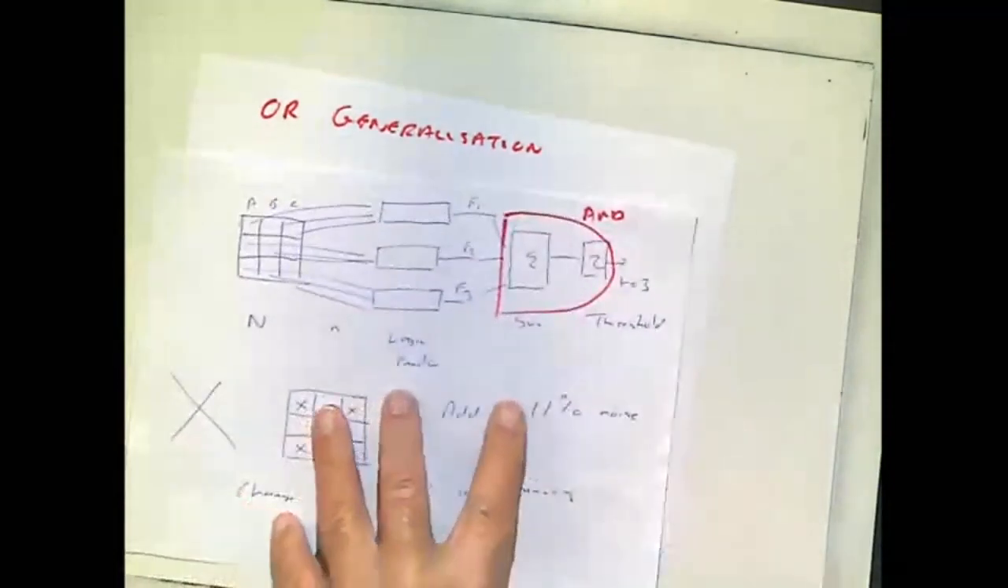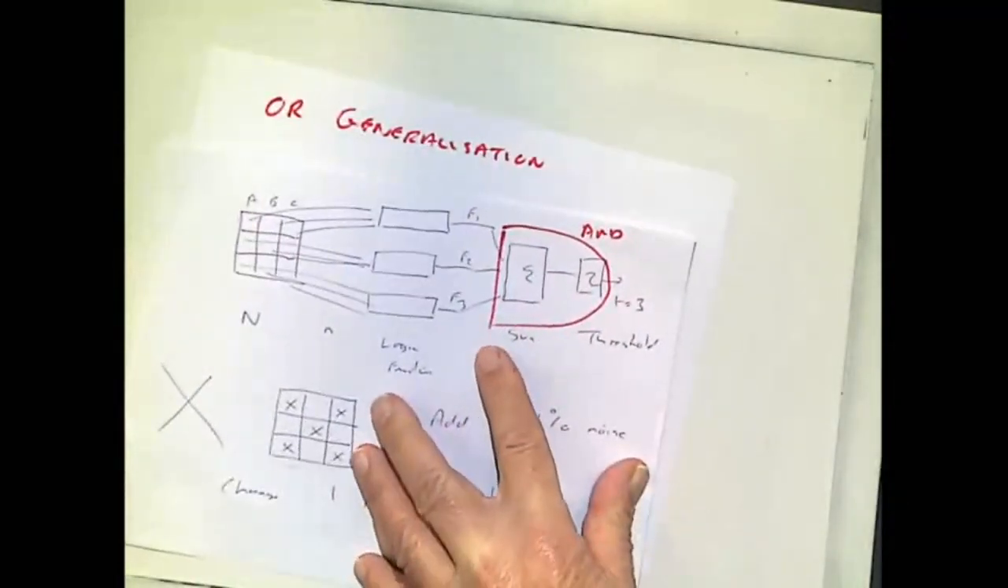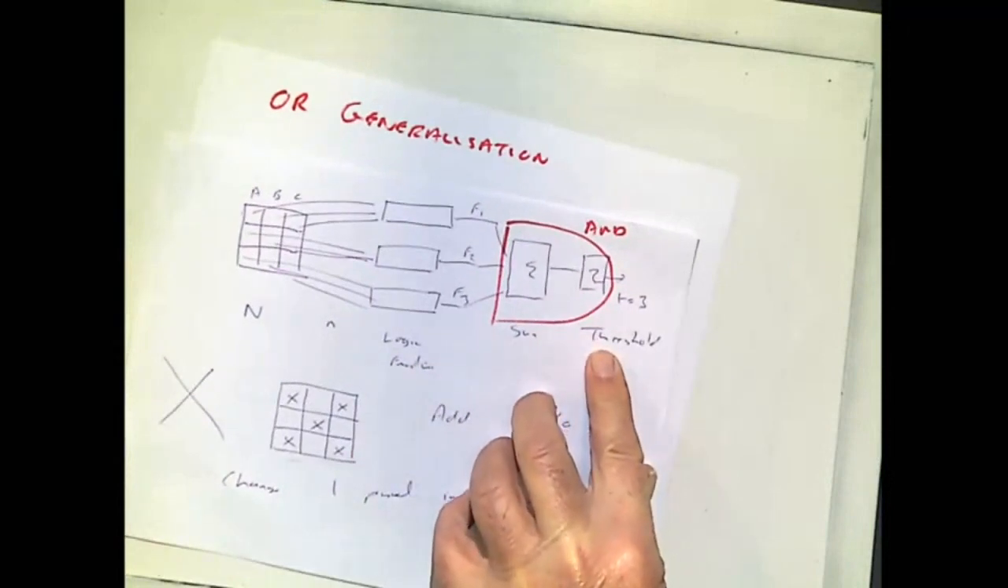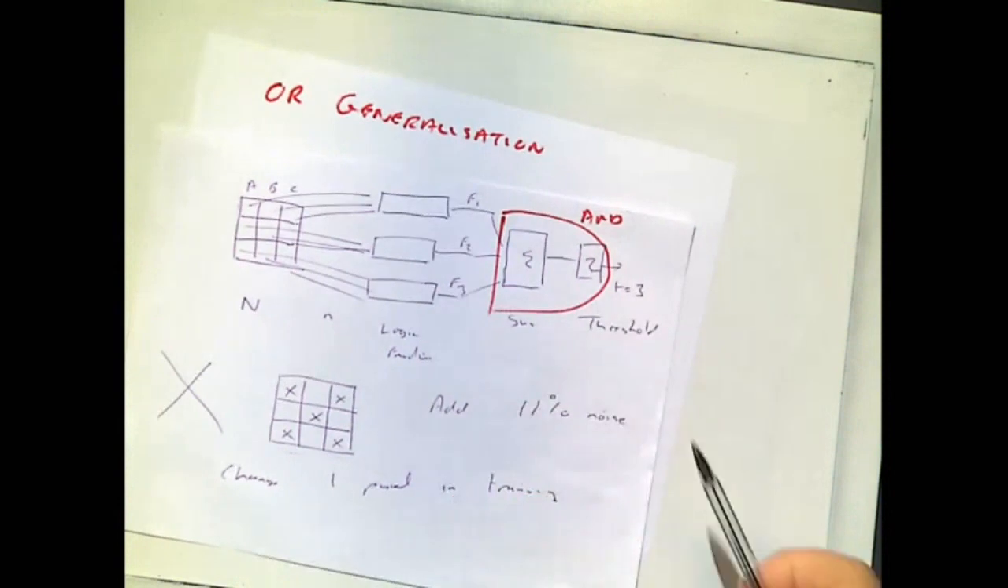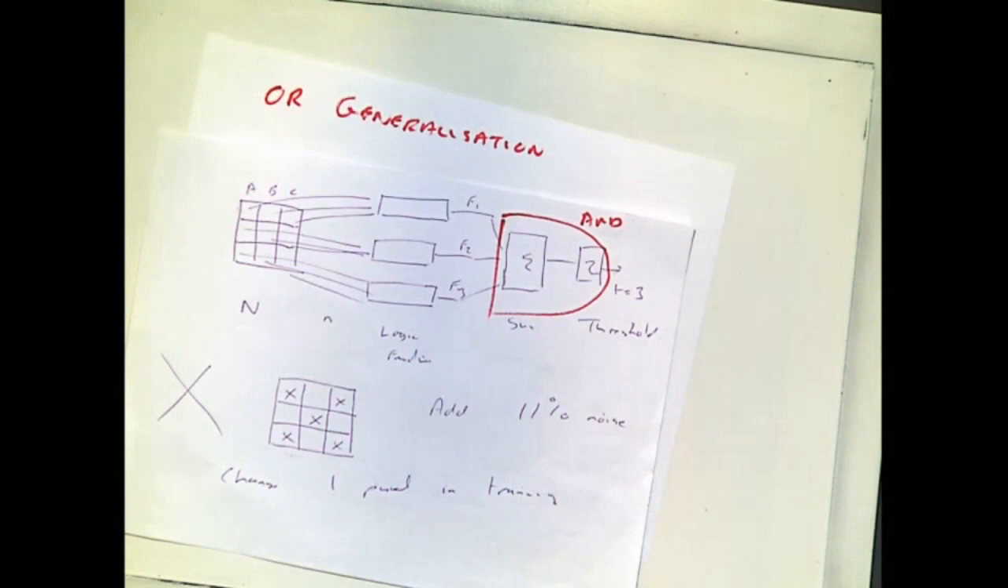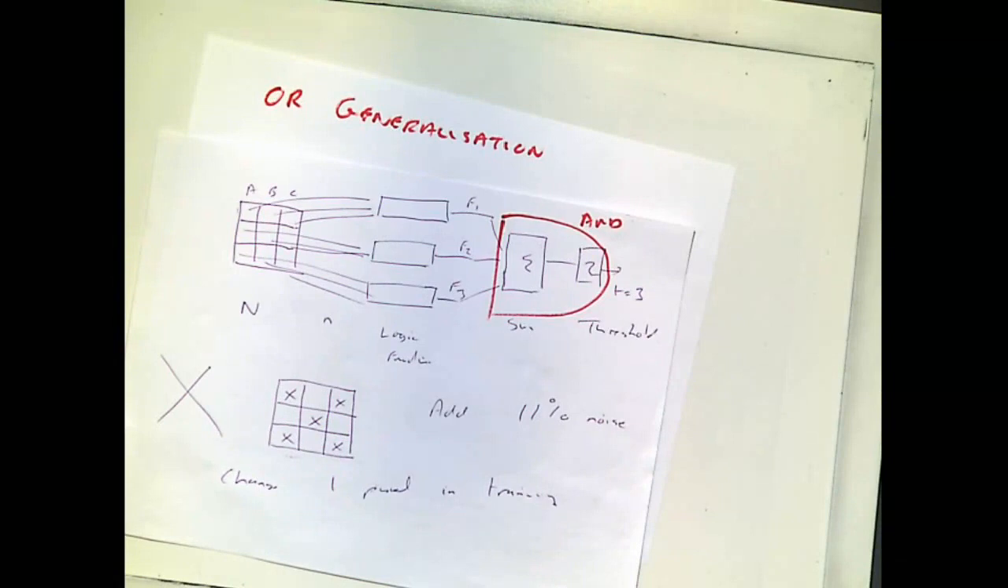Now go back to my original system diagram. T equals 3 is equivalent to AND gate. If I set the threshold at the lowest non-zero value, which is 1, that would be the equivalent of this summer and this threshold acting as a logical OR gate. It gives a response if one or more of the inputs are 1. It only doesn't give a response when all the inputs are 0. And that will give you much broader generalization.